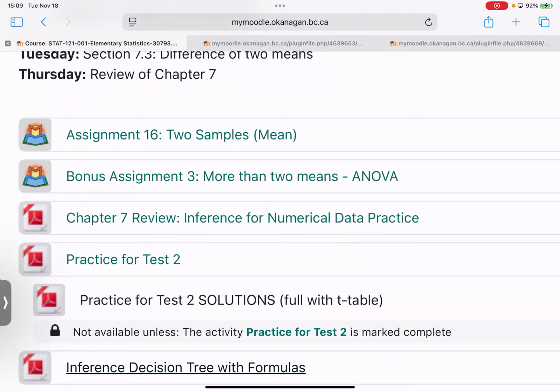But everything else stays the same. From the F statistic, you get a p-value. Everything else stays the same. But like I said, I'm not going to test you on the ANOVA.